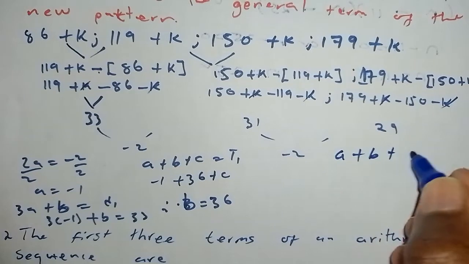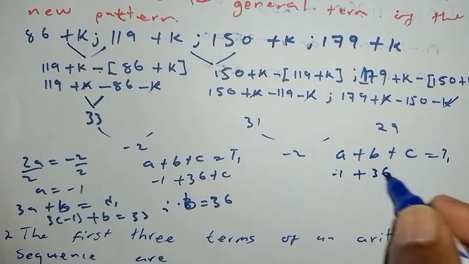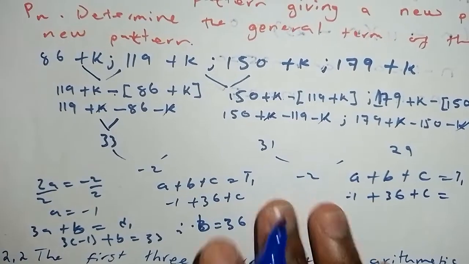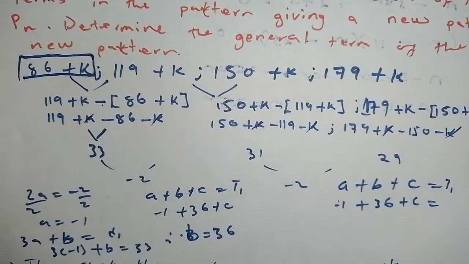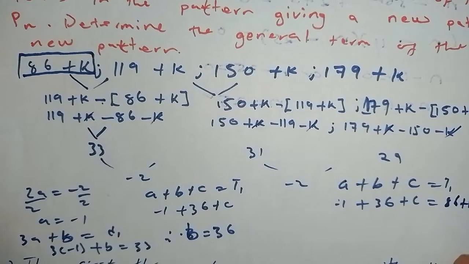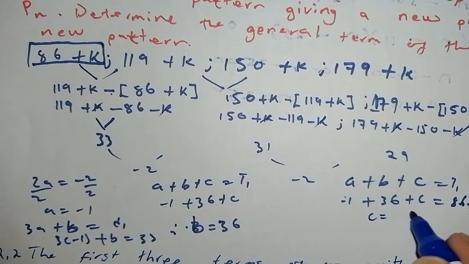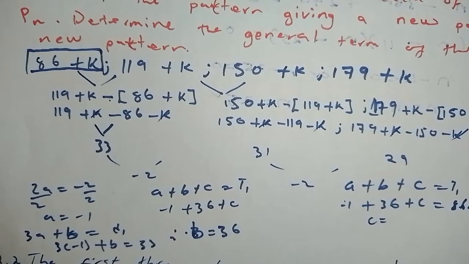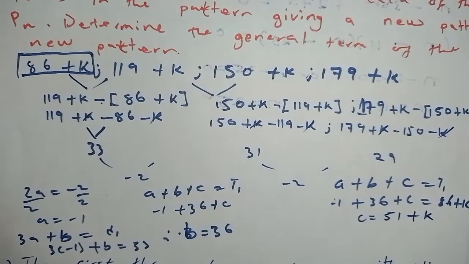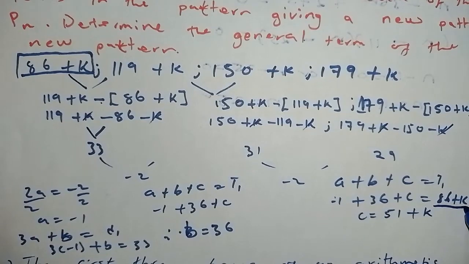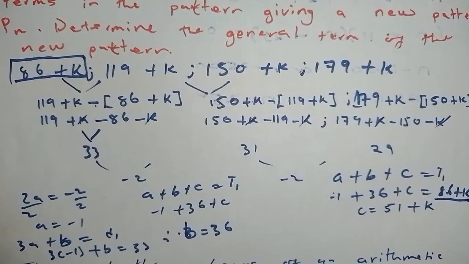A plus b plus c is equals to T1. Then a is negative 1, b is 36, c I don't have it, but be careful. Now T1 is that. You see, T1 is 86 plus k. Then take this to the other side. C is equals to 86 minus 35, we got 51. Therefore 51 plus k, right? The very important thing that you have to mind here is that T1, it's not just 86, it's 86 plus k. That is why I wrote 86 plus k.